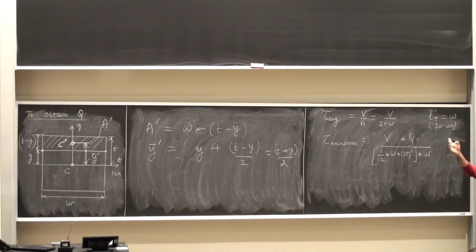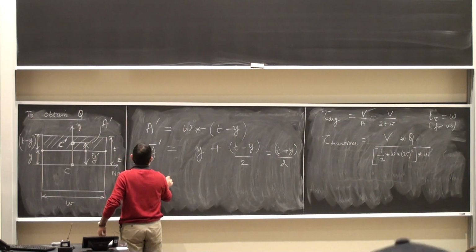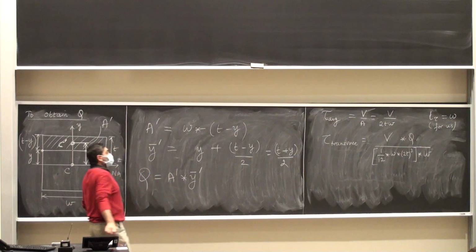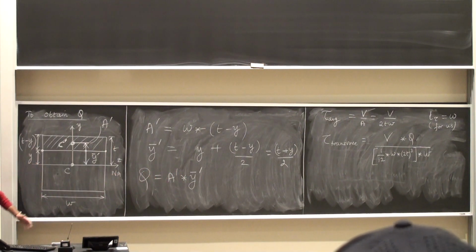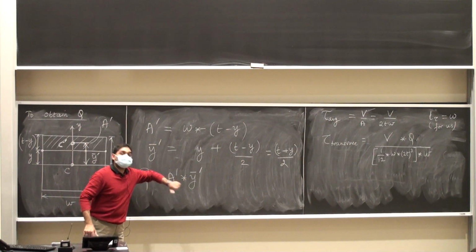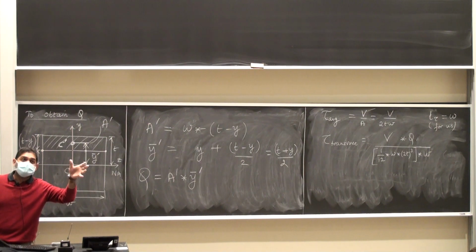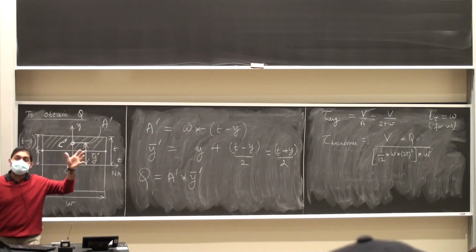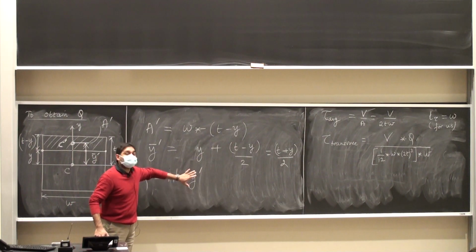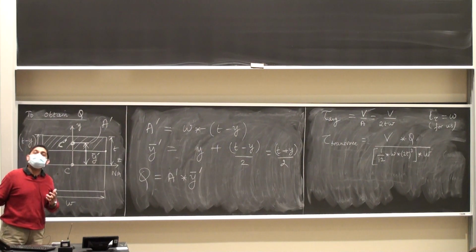And Q is defined as a product of these two: A prime multiplied by y bar prime. So this is similar to taking an area A prime and multiplying it by the distance y bar prime. What do you do when you take a moment? You take a force and multiply it with the distance. That's called a moment. Here, instead of a force, you're taking an area and multiplying it by distance, and this is called the first moment of the area. That's why it's called the first moment of the area.